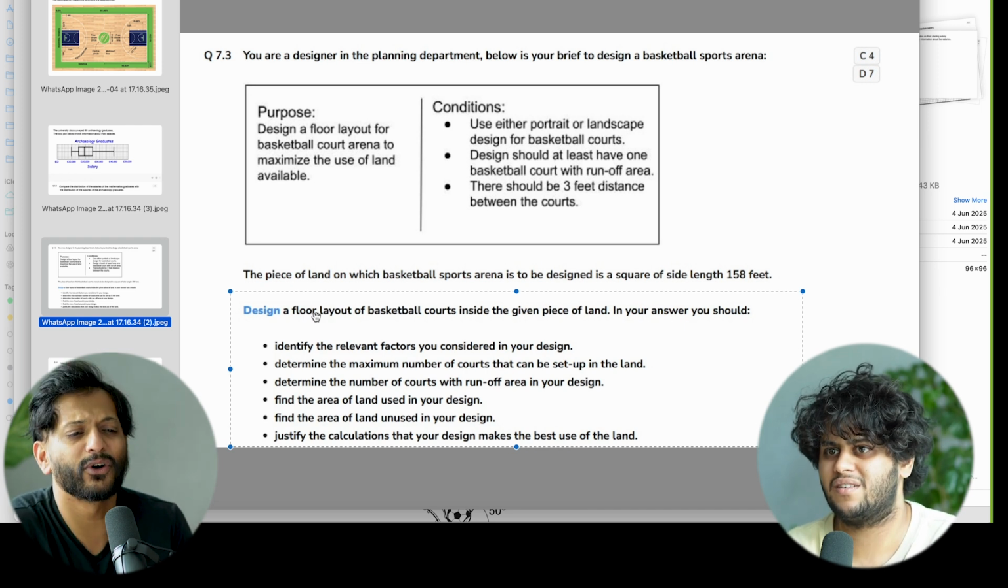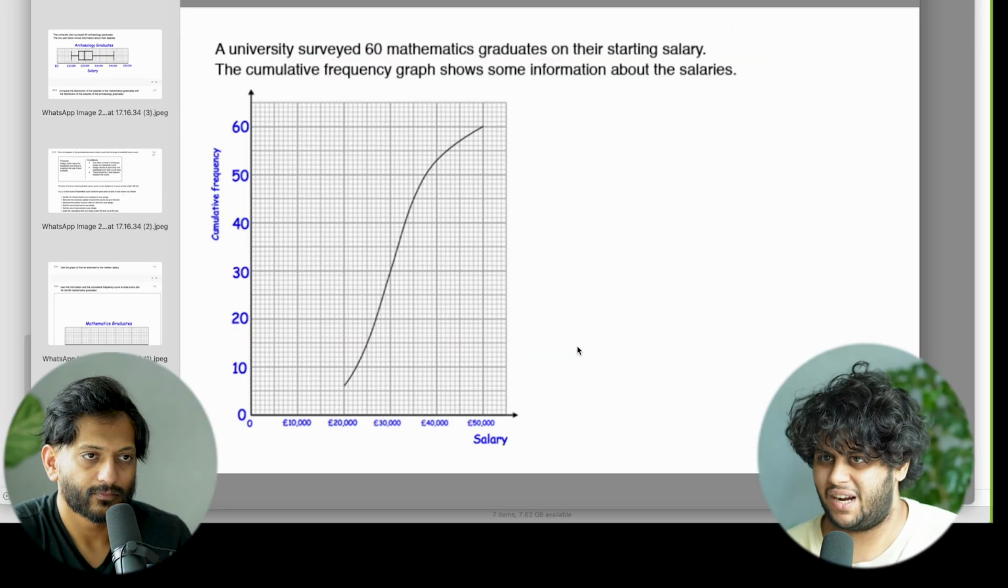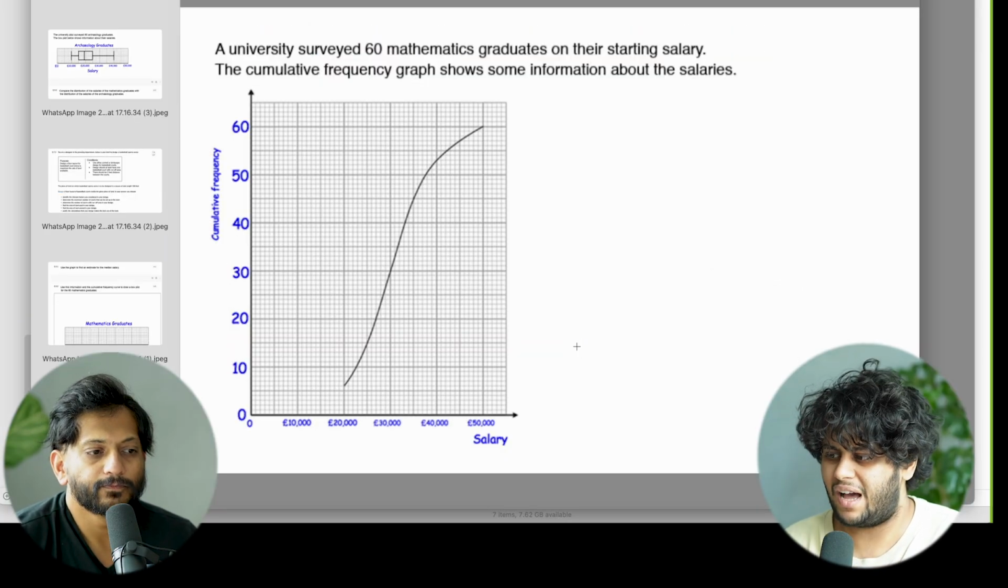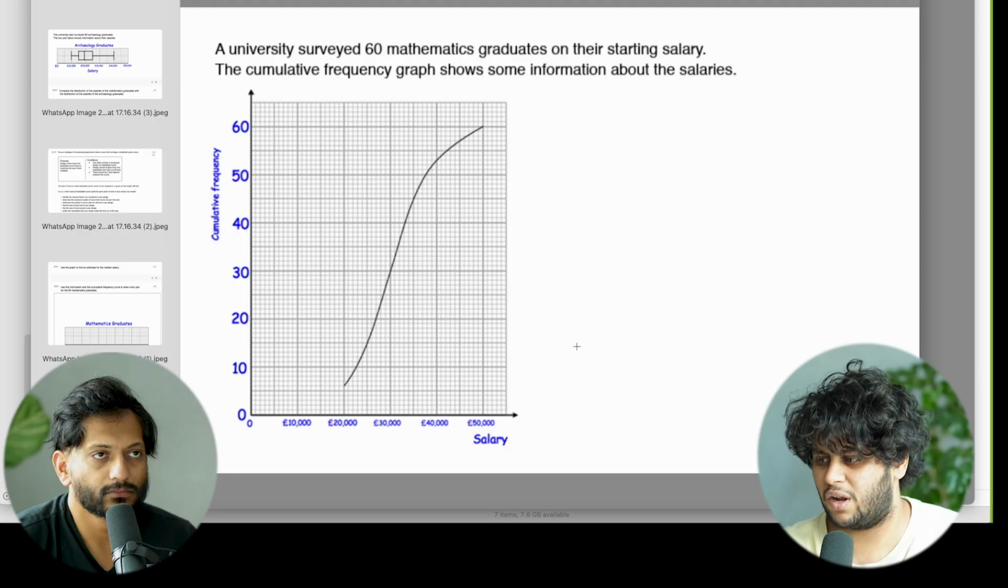Not absolutely, because how are you going to prepare for this? Exactly. You can't really prepare for it. So this is like a cumulative frequency question. You also have questions in MYP where you have to just find values and remember certain things about graphs and all of that. So this is one of those questions.